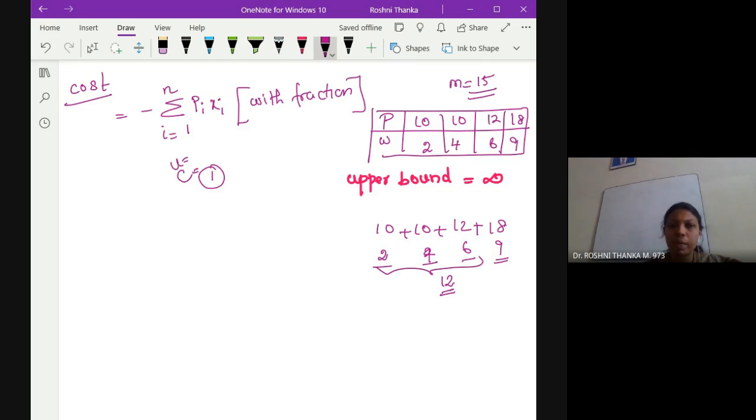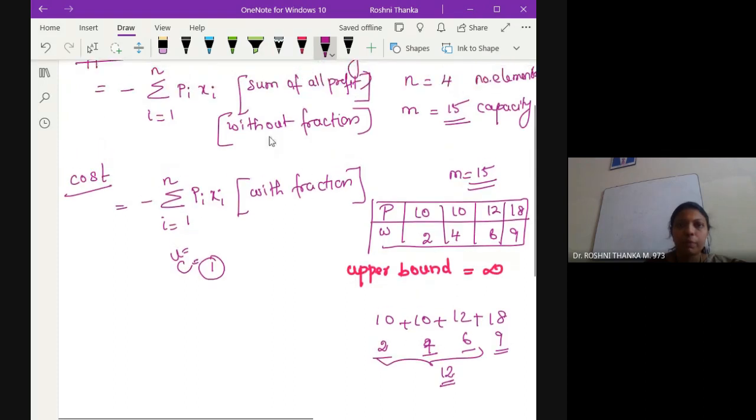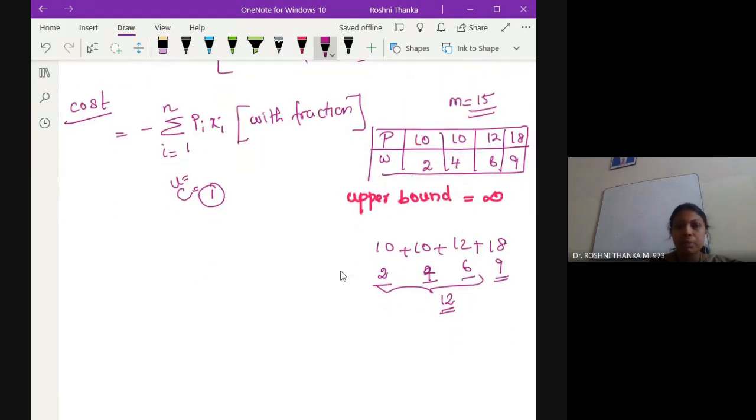When we calculate the upper bound, we said we have to sum all the profit without the fraction. So without the fraction, 10 plus 10 plus 12 is 32. So the upper bound is 32, but we know we have to add a minus to it, so it is minus 32. But we also discussed that whenever we calculate the cost, we have to take the fraction of it. By considering these three items, the weight is 12. So what is the remaining weight? 3, right?